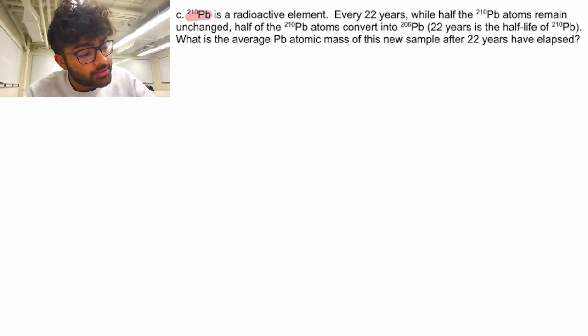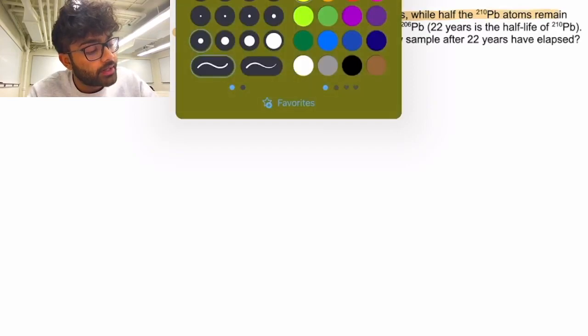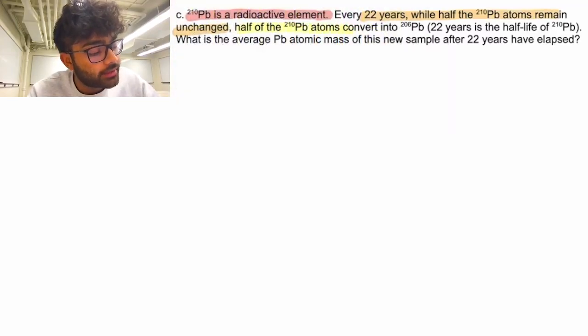So we're told that lead-210 is a radioactive element and that every 22 years, half of the lead-210 atoms remain unchanged, but half of the lead-210 atoms convert to lead-206, and we are asked what is the average lead atomic mass after 22 years.